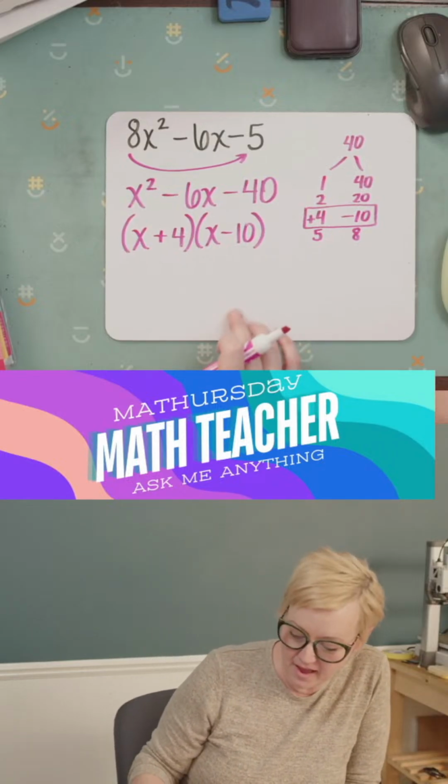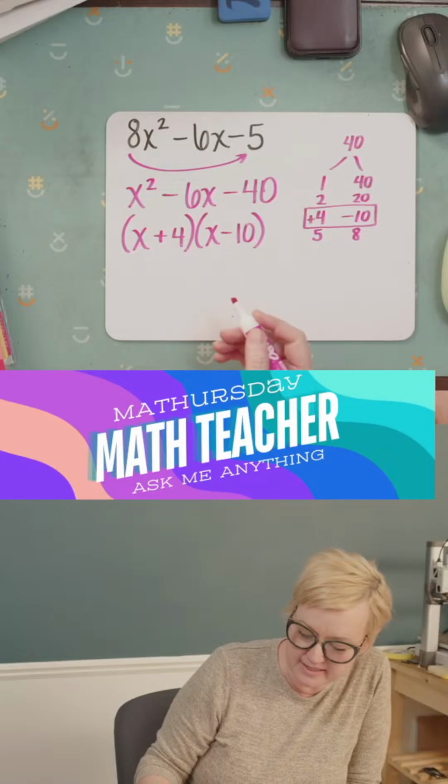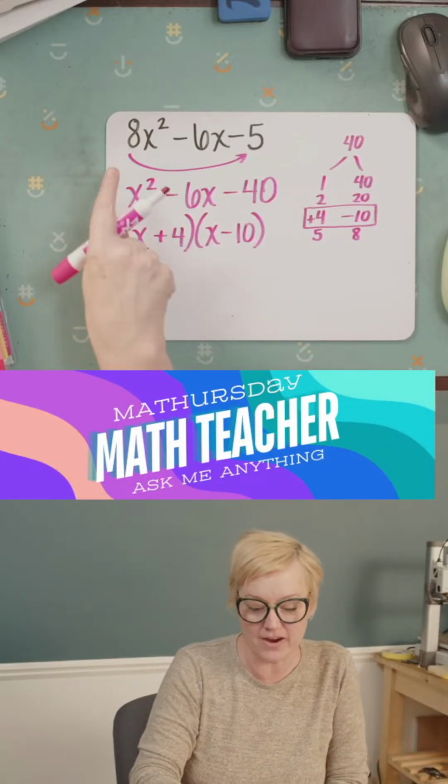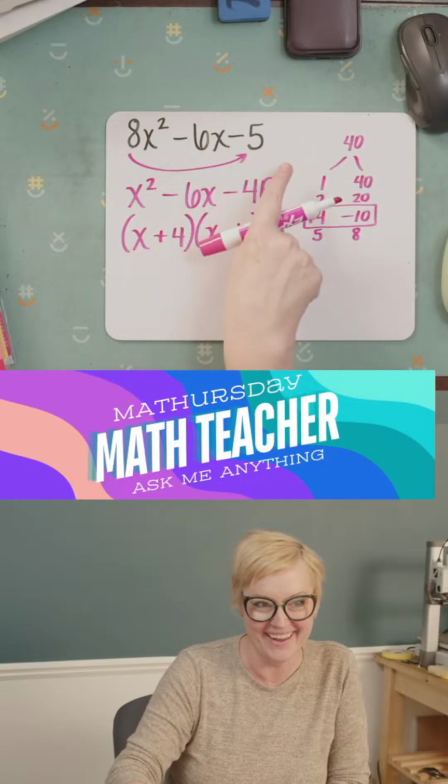Okay. All right, so x plus 4 times x minus 10. But remember, if we multiply these together, it's not going to work.